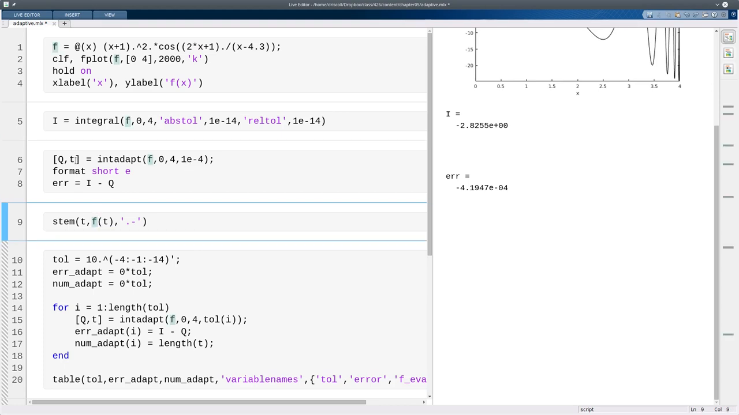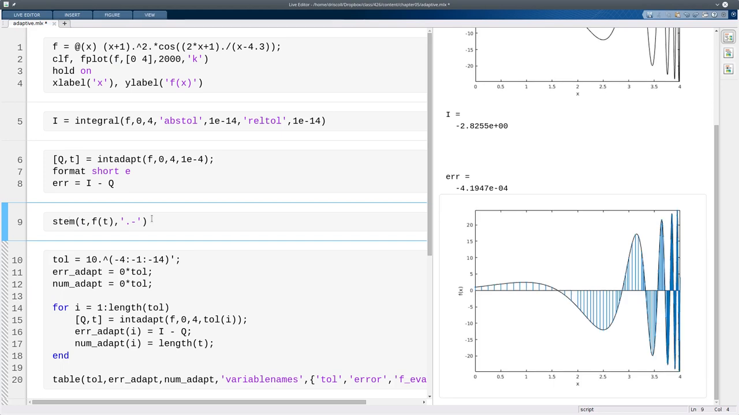The second output from the adaptive integration is a vector of nodes that were used to compute the integral. So here you can see, as you would expect, a nice large spacing on the left half, and then it gets finer and finer and finer as you go to the right.